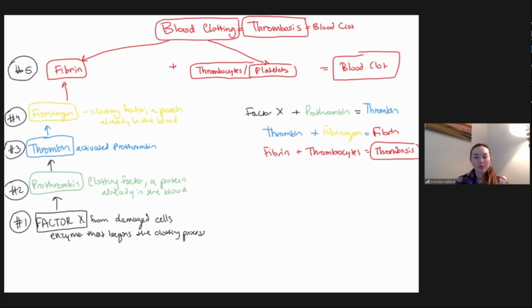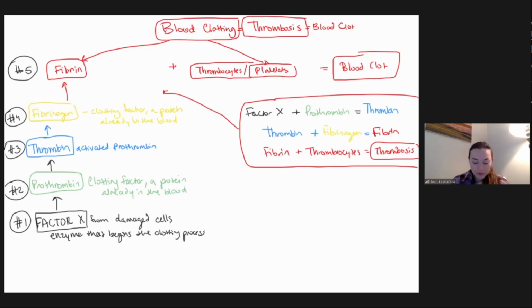Factor X is first, combining with prothrombin to make thrombin, to combine with fibrinogen to make fibrin. Whichever way works better for you. If you like this, or you kind of like it written out like I did here, and then going across, either way would work. Just know that you do need to have fibrin and you need to have the platelets.